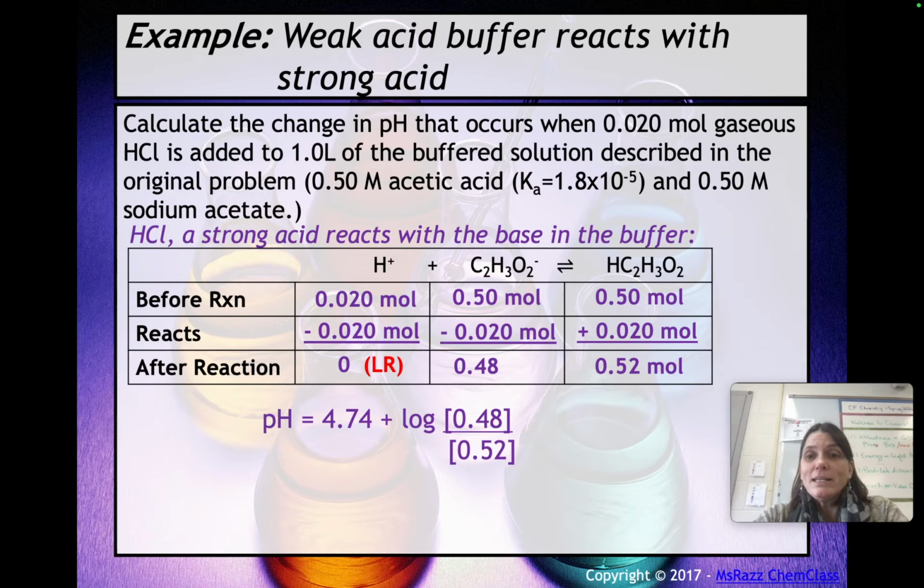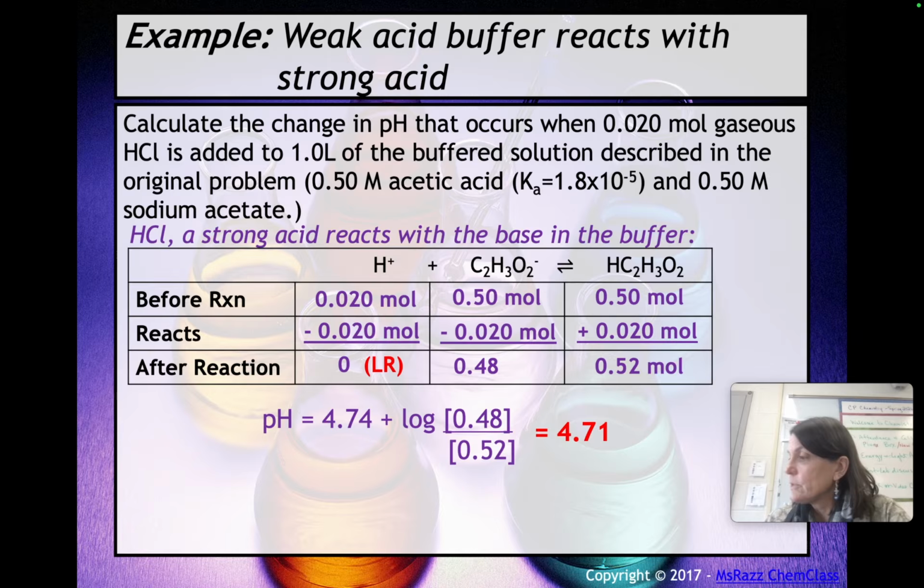So now when we plug it into Henderson-Hasselbalch, pH equals pKa plus the log of A minus over HA, we have 0.48 over 0.52. Our pH is slightly lower. Okay, that makes sense because we added a strong acid. The pH is going to go down a little bit, but it's a buffer system, so it's not going to go like kabamo. Okay?